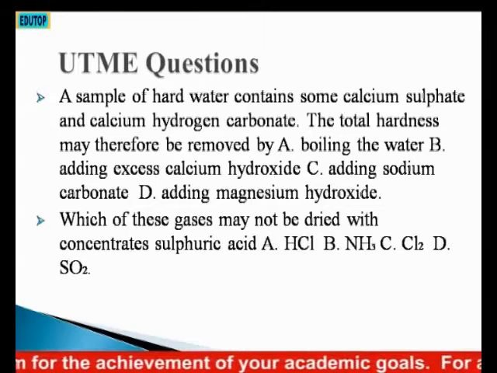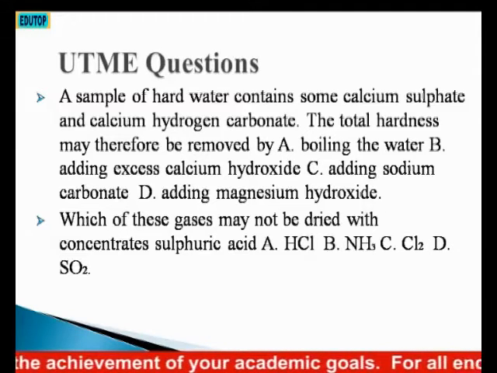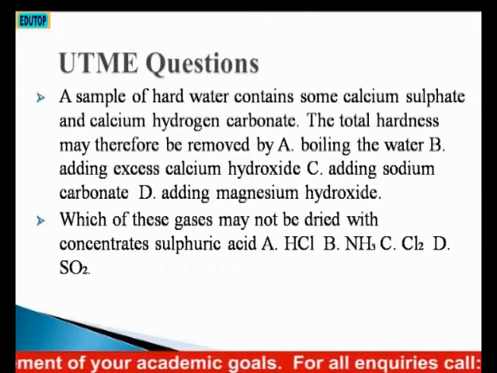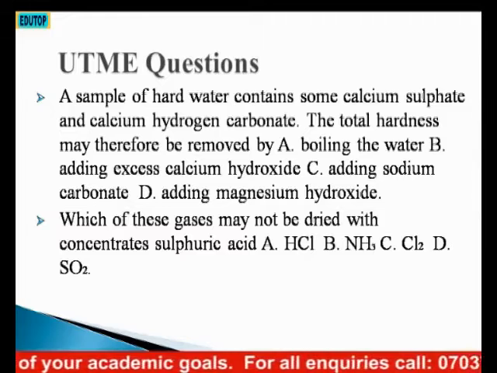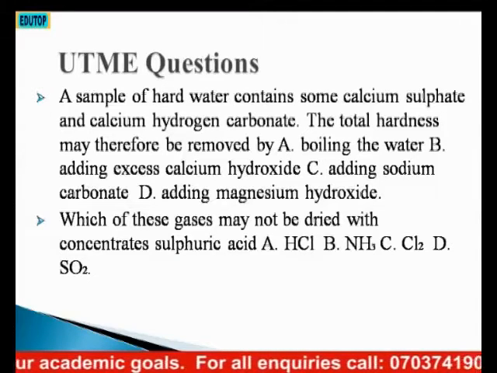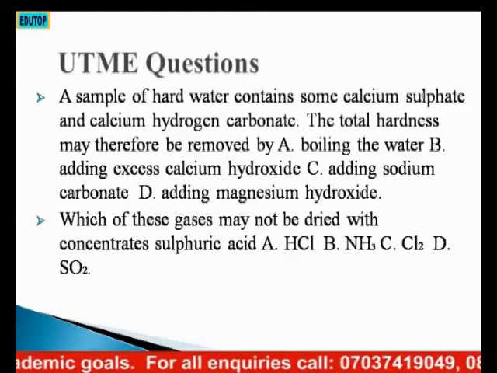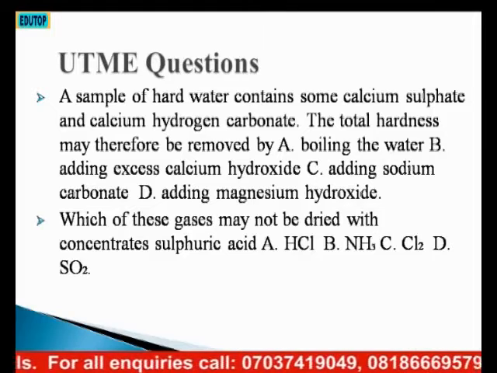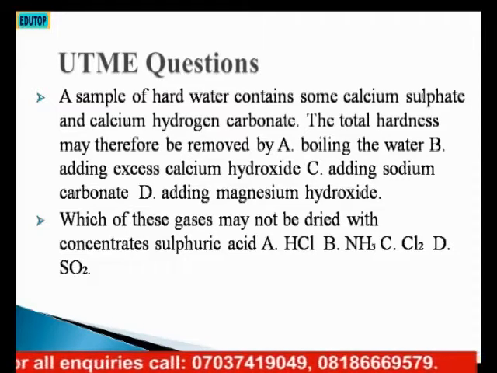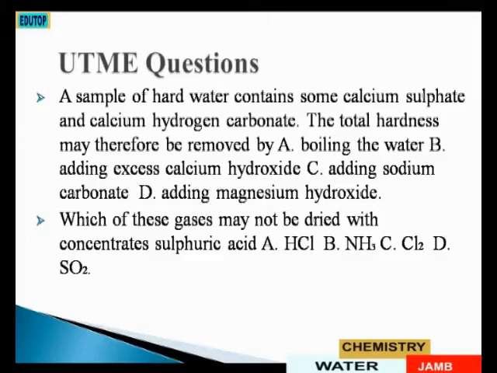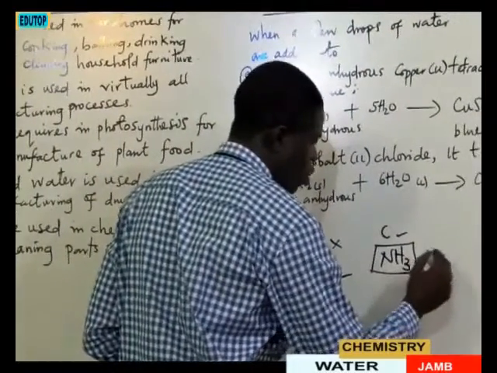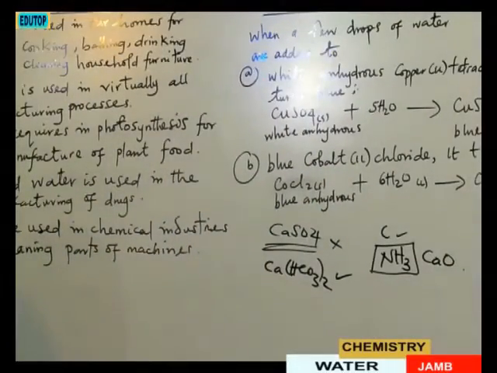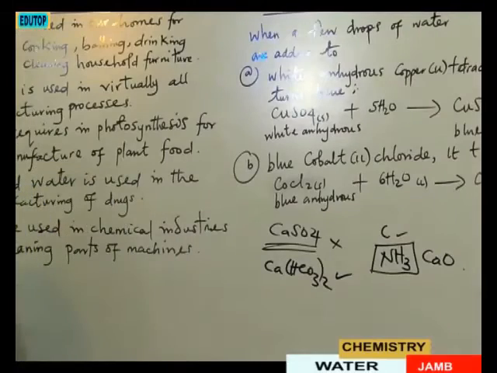Then question 2, which of these gases may not be dried with concentrated sulfuric acid? Concentrated sulfuric acid will definitely dry HCl, hydrogen chloride. It cannot dry ammonia. It can dry chlorine. It can dry sulfur oxide and HCl. So the only one that it will not dry is ammonia, because the drying agent that is suitable for ammonia is quicklime, that's calcium oxide. So it is ammonia that the drying agent will fail to dry.